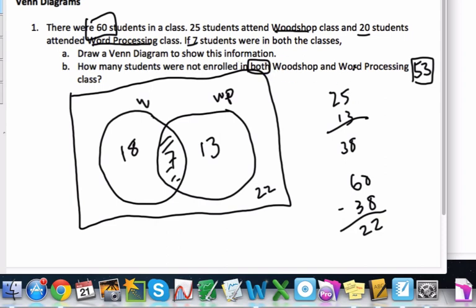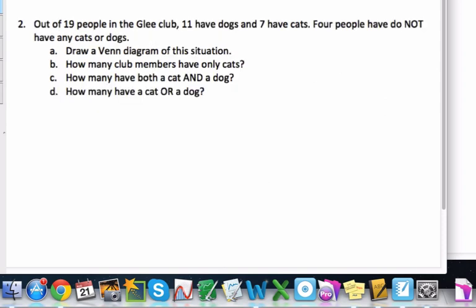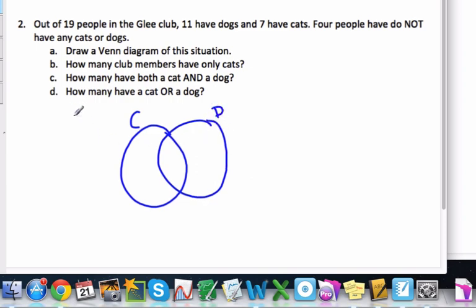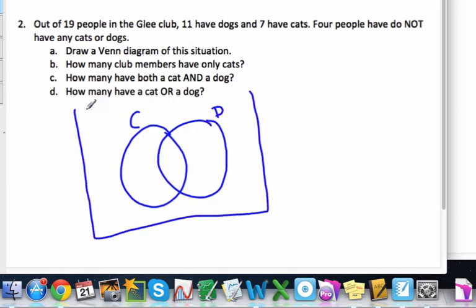Let's try another example. Okay, so this one now, of 19 people in the Glee Club, 11 have dogs, 7 have cats. 4 people do not have any cats or dogs. So we're going to draw a Venn diagram. So here is, we'll say, cats. Here, we'll say, dogs. And then we have all the 19 people in total are accounted for. 4 do not have cats or dogs. So that means out here are 4 people.